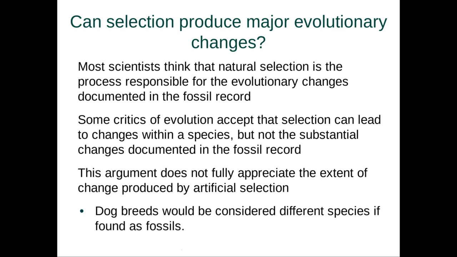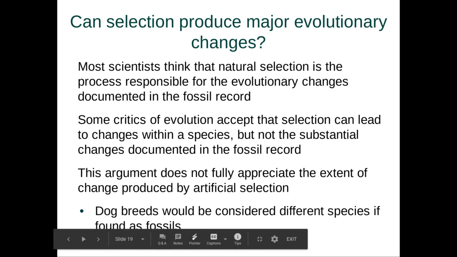Now, the vast majority of scientists think that natural selection is the sole process responsible for evolutionary changes, that there's nothing else out there. When we look at the fossil record and we see change over time, the only way to explain that is natural selection, is the theory of evolution. There's nothing else. Now, there are some critics, and their voices are relatively few in the scientific community because, again, this is a well-accepted theory, but some critics do accept that selection can lead to changes within a species, but not the substantial changes documented in the fossil record. And so that is a thing. Figured I'd just put that out there.